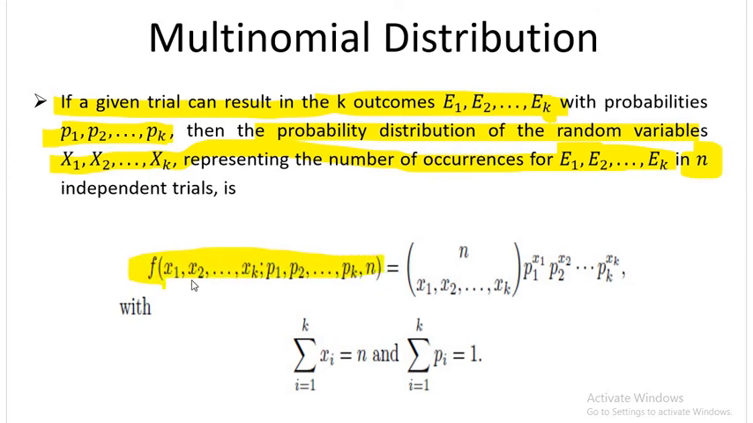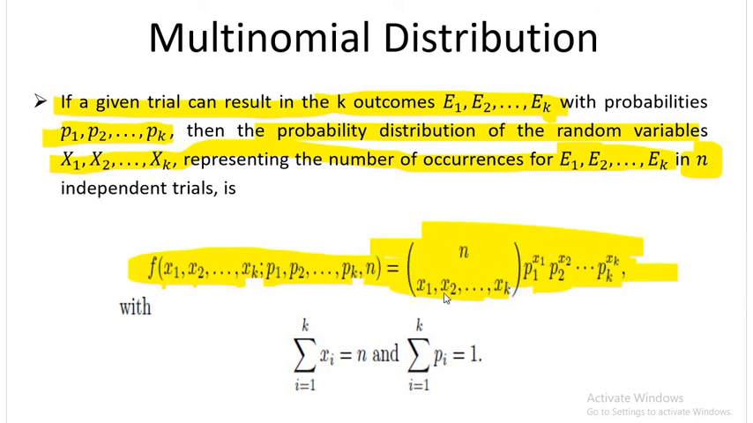That this is x1, x2 up to xk. This is the question, right? P1, P2 up to Pk are the probabilities of k successes, and n is the total number of trials. So this is n choose x1, x2 up to xk, p1 to the power x1, p2 to the power x2, up to pk to the power xk. Okay, this is the multinomial distribution.